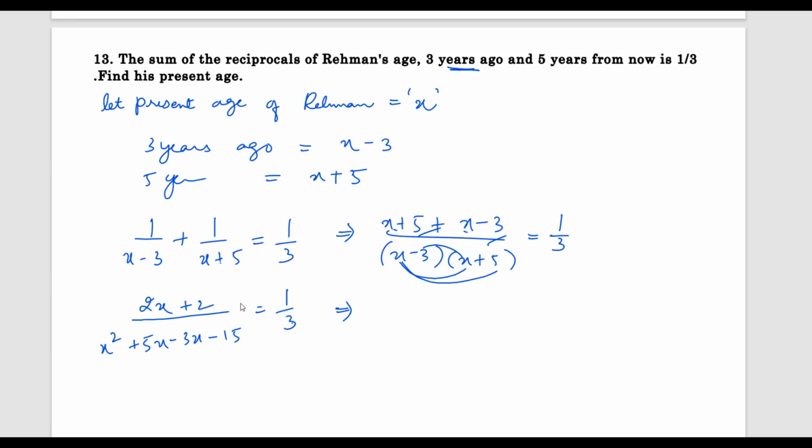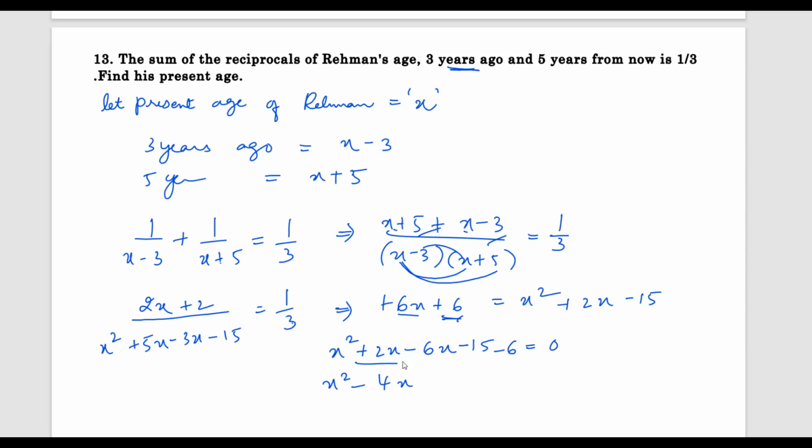Now cross multiply. 3 into 2x is 6x, plus 3 twos are 6, equals x square into 1 is x square, 5x minus 3x is 2x, minus 15. Now shift all the terms to one side. X square plus 2x, after shifting 6x it becomes minus 6x, minus 15, and plus 6 after shifting becomes minus 6, equals 0. Now x square, 2x minus 6x is minus 4x, minus 15 minus 6 is minus 21, equals 0. It is the required quadratic equation.